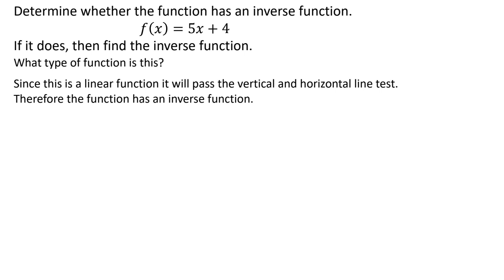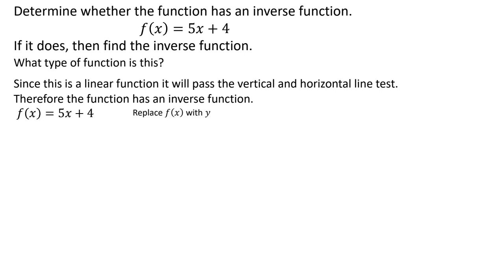Now, when a function passes both the vertical and horizontal line tests, we say that this function is one-to-one, hence it has an inverse, so we can find the inverse, okay? So let's go ahead and do it.